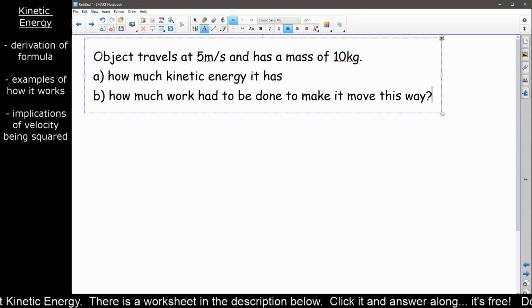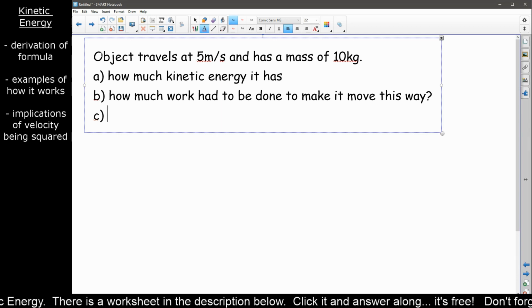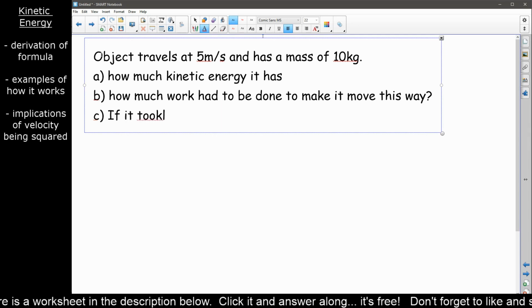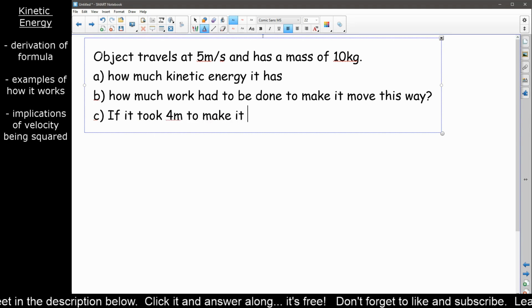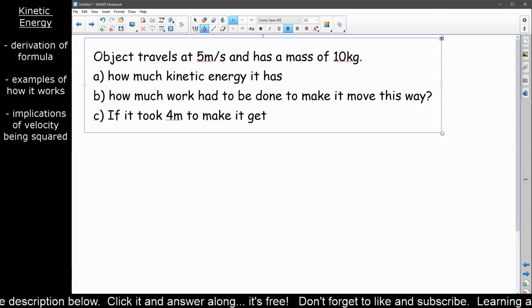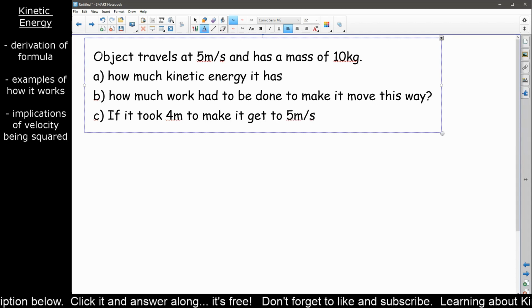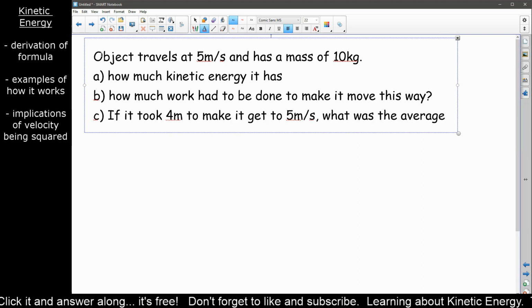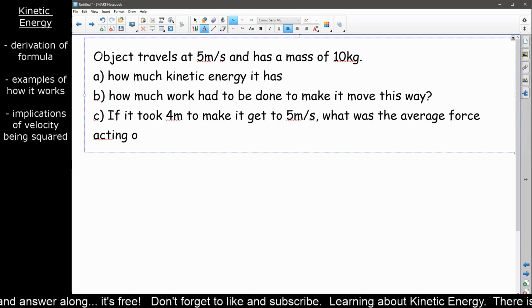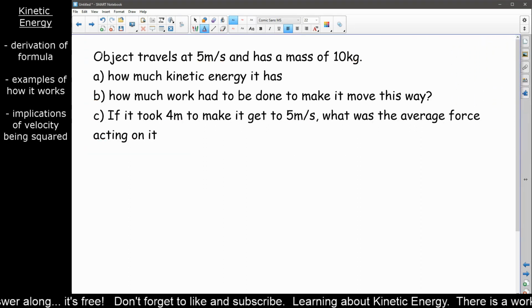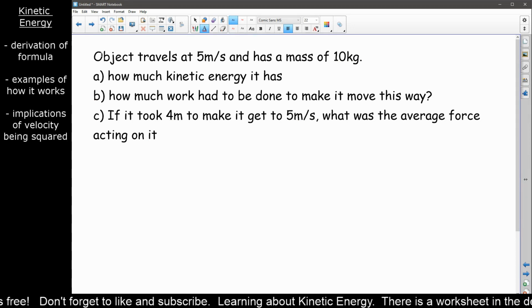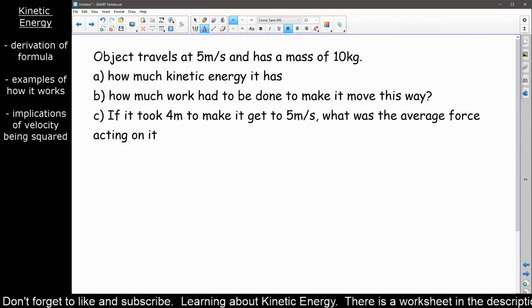And we might want to know if it took, say, 4 meters to make it get to 5 meters per second, what was the average force acting on it? Okay, so this basically takes in everything that you need to know and everything that you can play with in kinetic energy. Right, so this is what it's about.